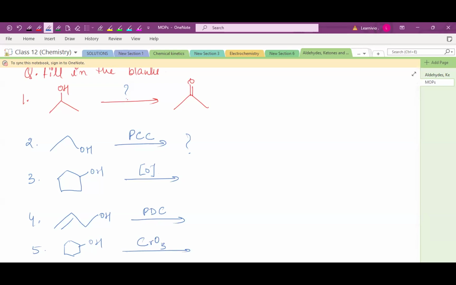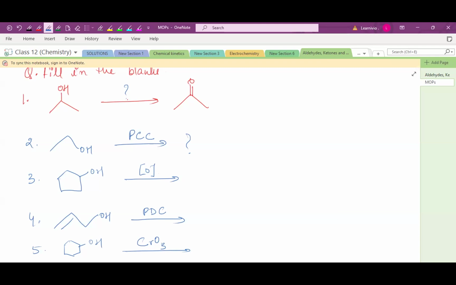Ma'am, I have a doubt. Yes. CrO3 is a strong oxidizing agent, right? Yes, but we still use it for primary alcohols to convert into aldehydes. It can also convert secondary alcohols, so a secondary alcohol will give the ketone when you use chromic acid, CrO3. This is a strong oxidizing agent, but we can use it to convert a secondary alcohol to a ketone.